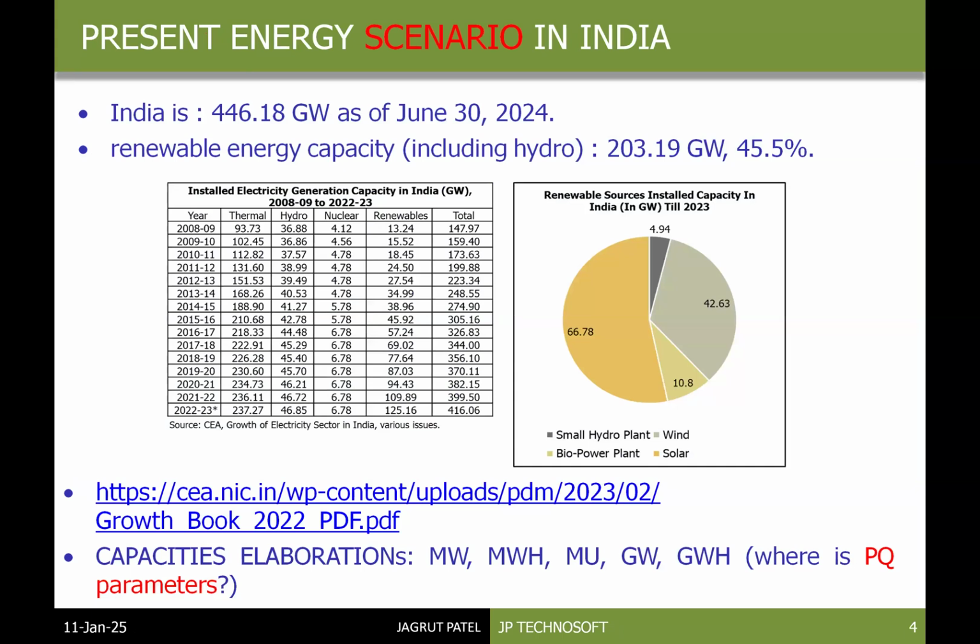If you refer to the energy scenario, this discussion is not required to be displayed over here, but the point of this slide is that this type of information you will get everywhere, in CEA regulations and various government websites. Everybody would like to present the growth of the renewable sector in a different manner. We know that whenever we develop some system, it has some inherent problems. So the capacity celebrations are always in megawatt, megawatt hour, mega units.